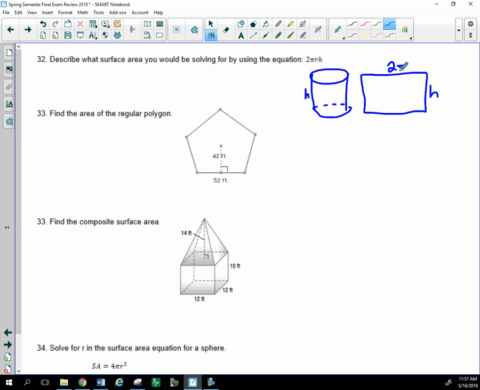So the part that we are talking about in this equation, in the surface area, would be the rectangular part that makes up the cylinder. That is what we're solving for.